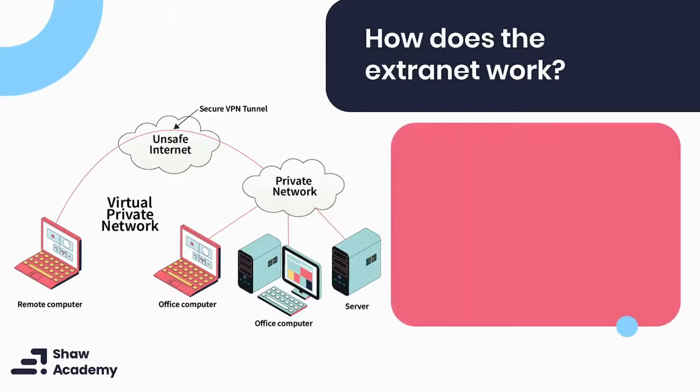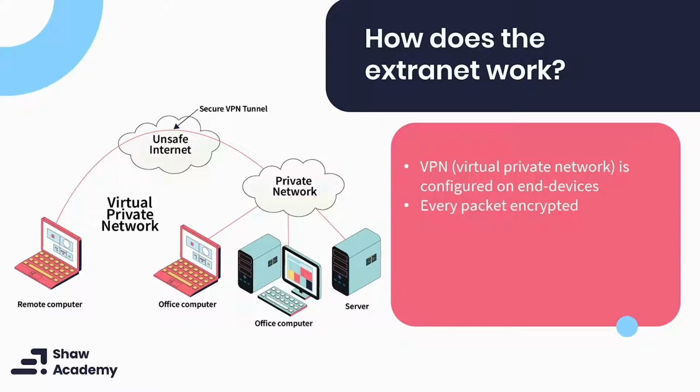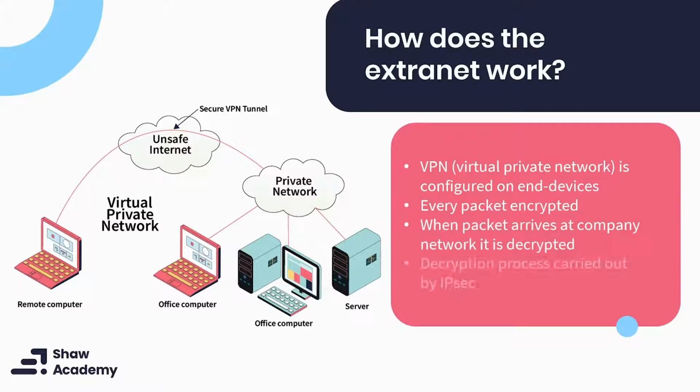So, how exactly does the extranet work? As you can see from the diagram, when company employees are given end devices such as laptops and smartphones, a VPN, virtual private network, is configured on these end devices. When the employee connects to the extranet, every packet is encrypted by the VPN. When the packet arrives at the company network, it goes through a decryption process before it arrives at the intended destination. This decryption process is carried out by the IPsec.